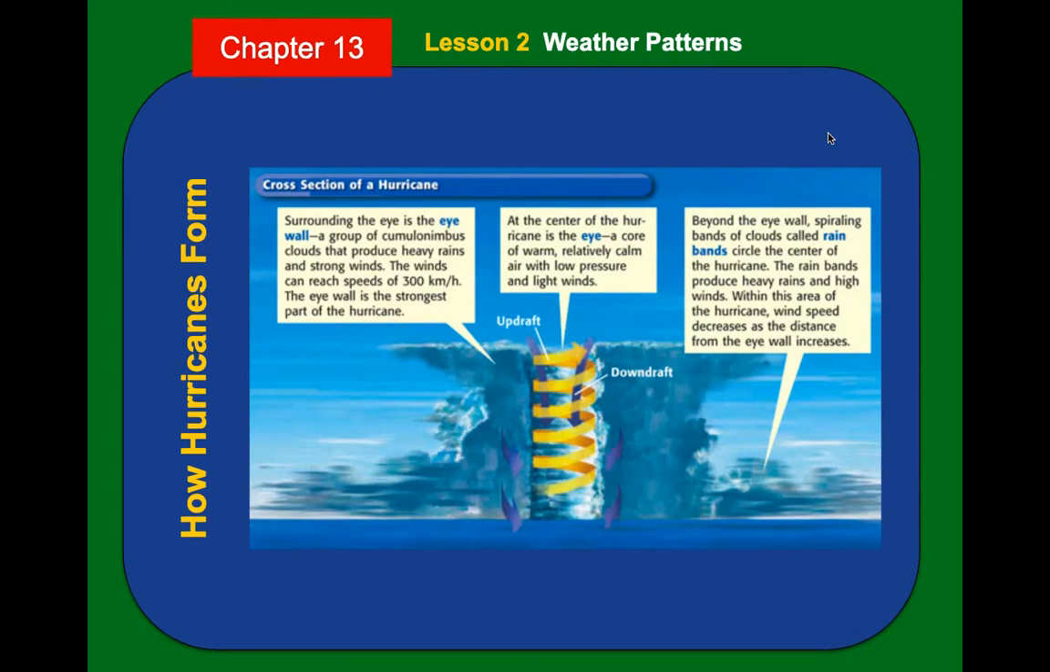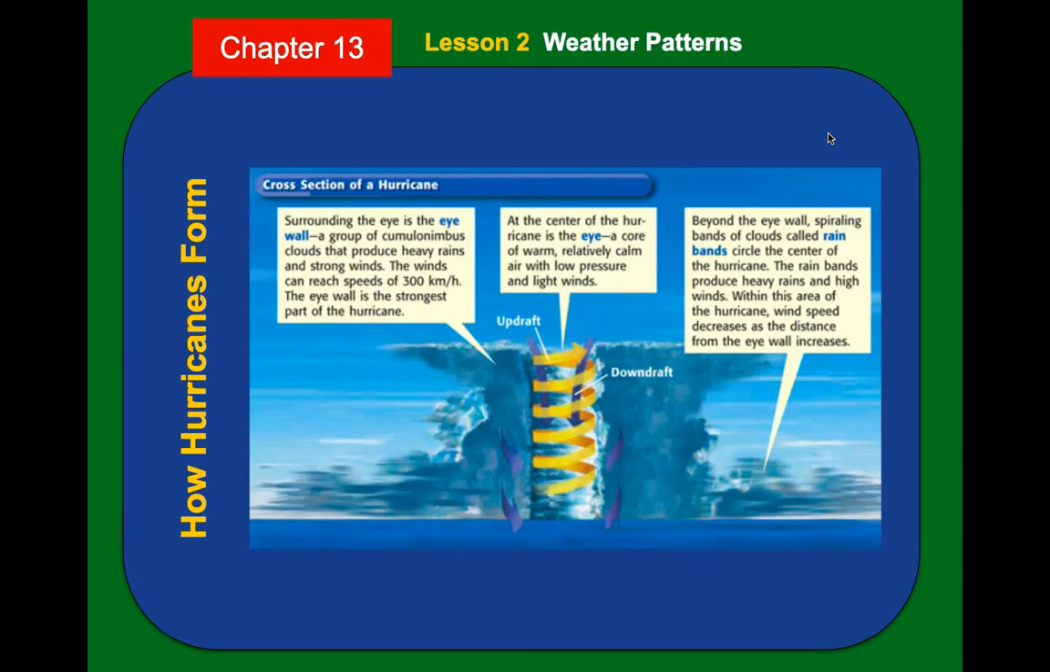Surrounding the eye is the eye wall. It's a group of cumulonimbus clouds that produce heavy rains and strong winds. The winds can reach up to 300 kilometers per hour. That is definitely the strongest part of the hurricane.